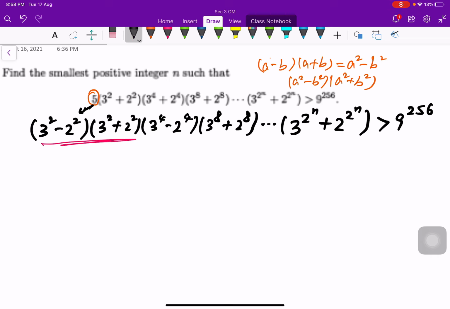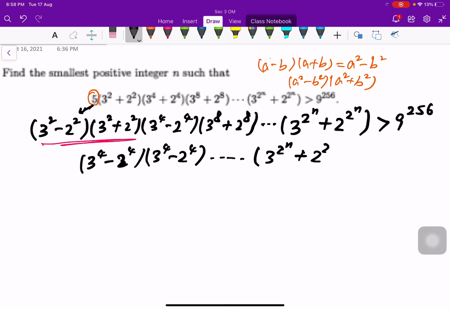Therefore, in this case, can you see that when you combine them, you get 3 to the power 4 minus 2 to the power 4. Then this is 3 to the power 4 minus 2 to the power 4, and then dot dot. Can I say that this is 3 to the power 2n plus 2 to the power 2 to the power n, and then greater than 9 to the power 256? All right. Okay. Therefore, can you see that now these two combine again? These two combine again. These two and then continue, right?